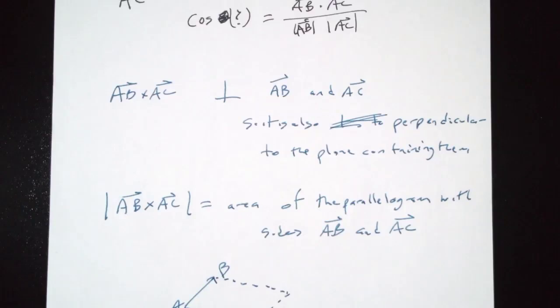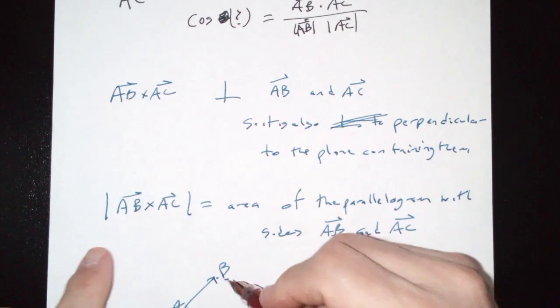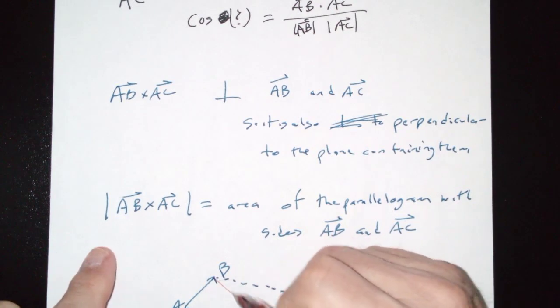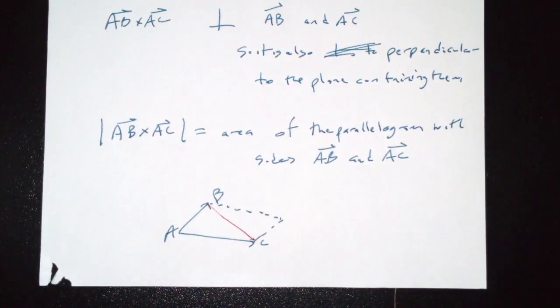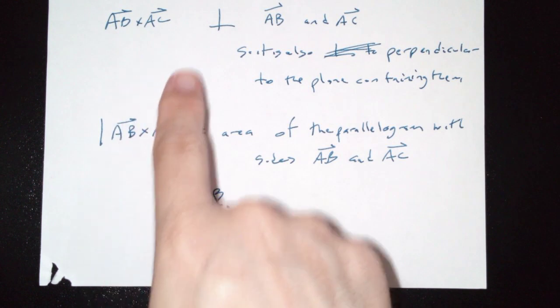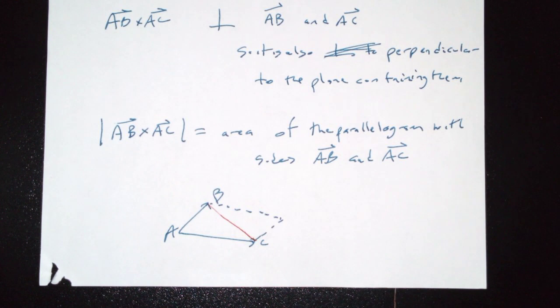But I don't want the parallelogram. I want the triangle. How do I get the area of the triangle? So once I have that cross product, I use it to find the area of the parallelogram. The area of the parallelogram is exactly twice the area of the triangle we want.